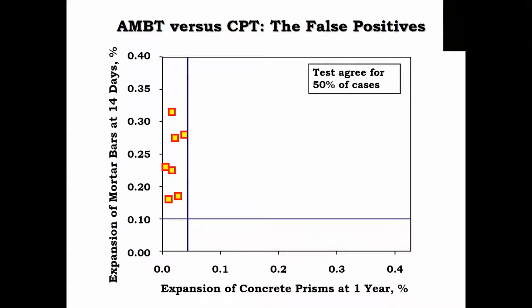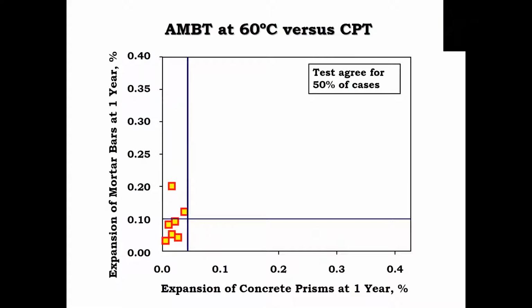If we look at those test results where we're getting expansion in the mortar bar test but not in the concrete, and we run that at 60 degrees Celsius, we get much better agreement. We now have to run the test out to 1 year because of the lower temperature to capture everything. And if we run it at 38 degrees Celsius, we get almost complete agreement. But again, we have to run it out to 1 year, because running it at a lower temperature is more reliable, but it takes much longer.